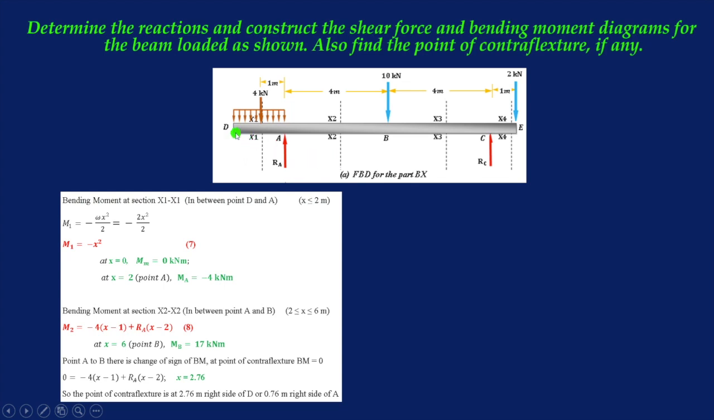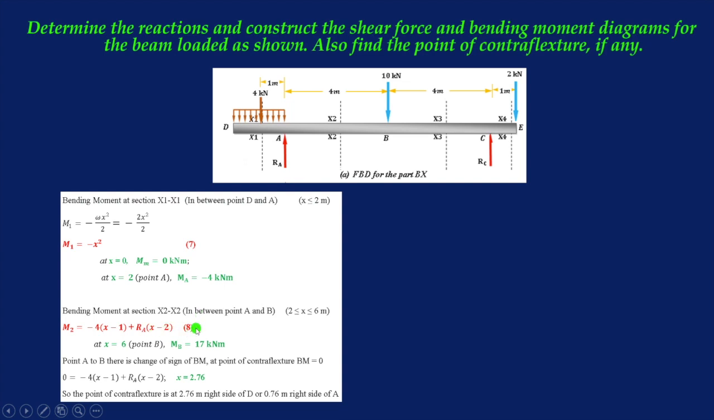What is x? x is the distance from this end, D, to x2. In every equation, x is measured from D to the corresponding section. For the first section, all distances will be measured from D and this section. For the second section, from D and this section. Third section, from D and this section. And for the fourth section, from D to x4, this section. So always the distance should be measured from D. So RA into this distance, from here to here, is x minus 2.